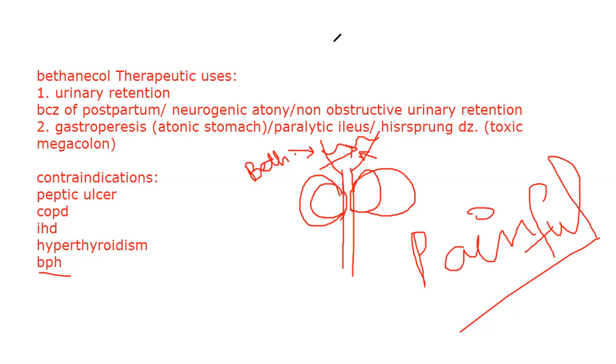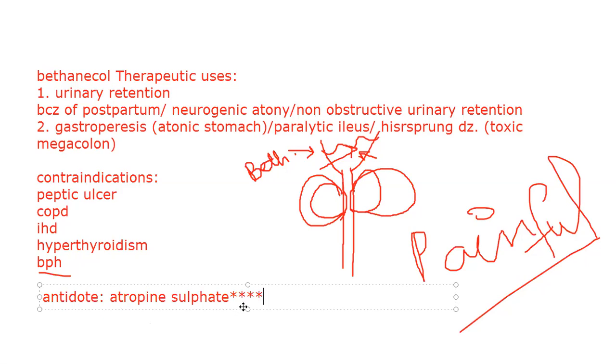These are the contraindications, and I will not write down the adverse effects because you all know that they are the same as the actions. Another thing I want to write down, which you should know, is the antidote of this drug. If someone takes too much of this drug, the antidote is atropine sulfate. This is important because it is asked in MCQs, so I will put asterisks here.